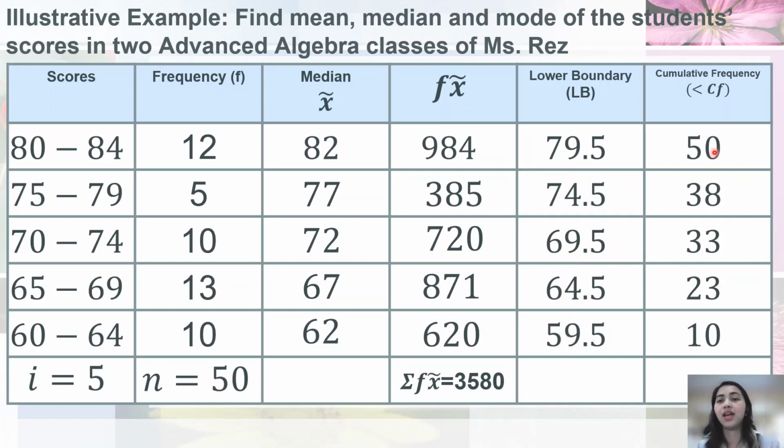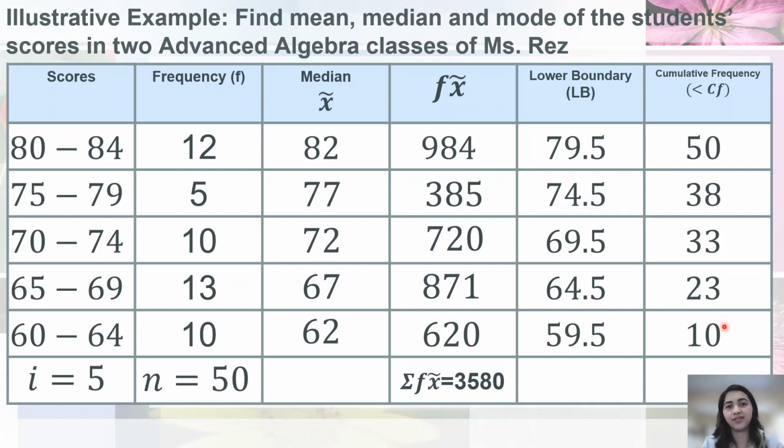And then, in terms of cumulative frequency, this 50 comes from the total number of our given set of data. So our given set of data here is equal to 50, so we write 50 here. Ma'am, where does this 38 come from? This 38 comes from 50 subtracted by 12, we have 38. 38 minus 5, that is 33. Same with this, 33 minus 10, we will have 23. 23 minus 13, that is 10. Always remember that this one is always the same as this.